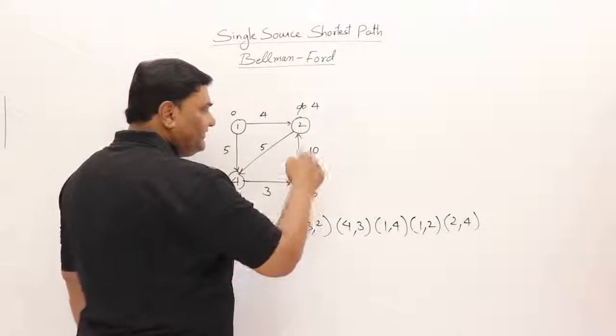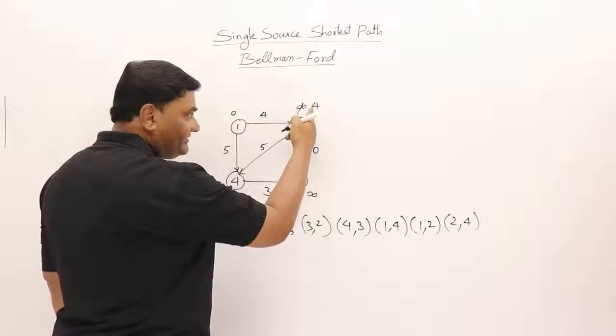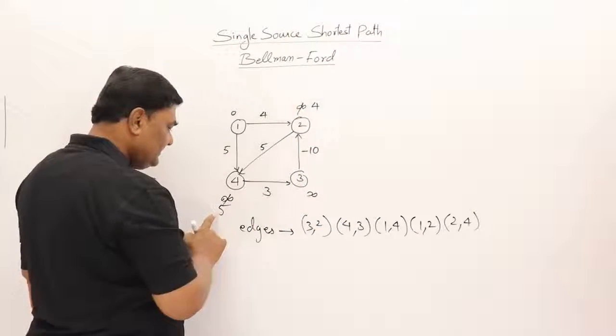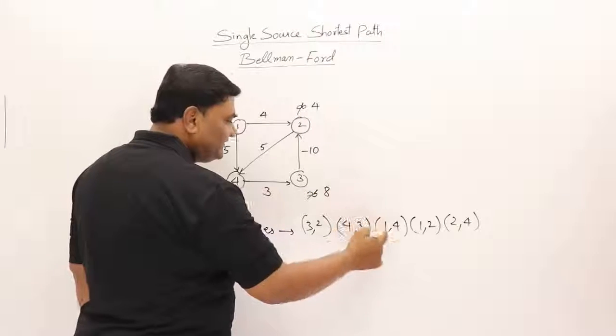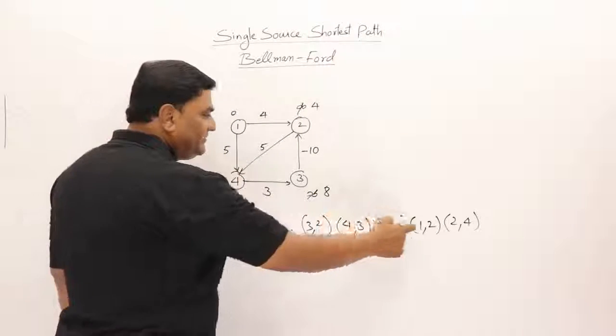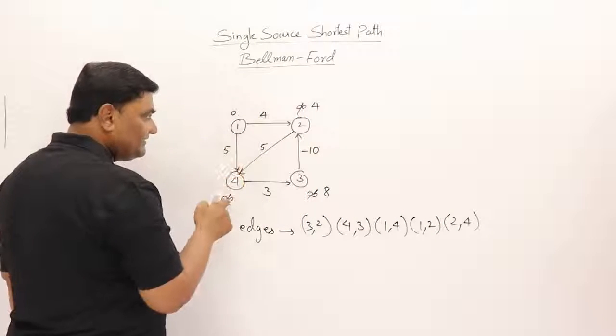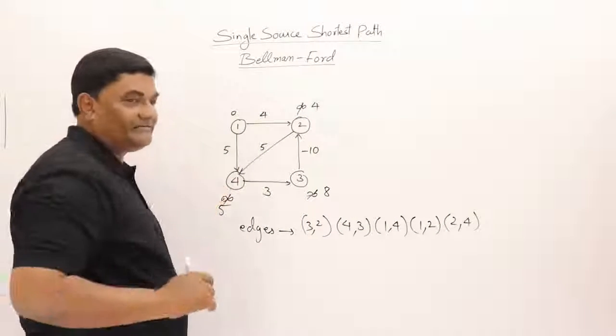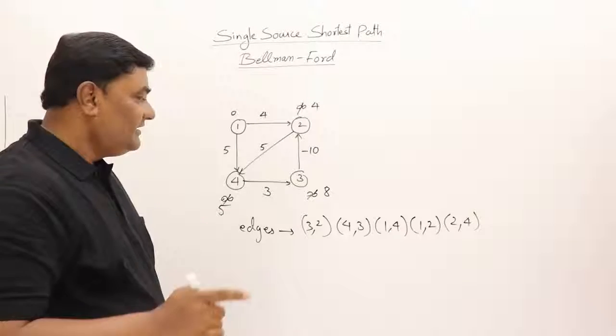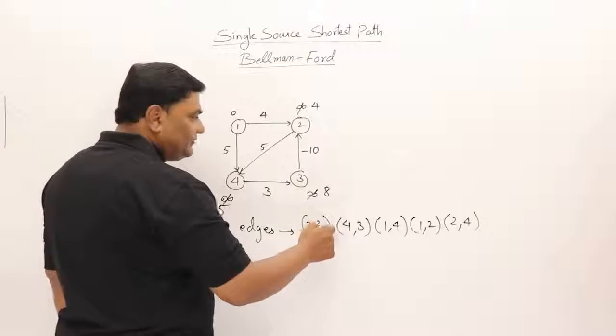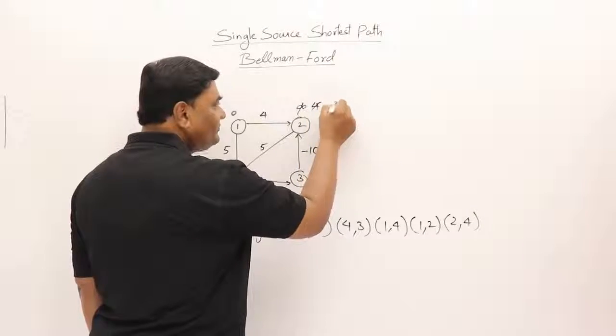Now 3 to 2, infinity minus 10, that is infinity. So 4 is better. 4 to 3, 5 plus 3, this is 8. Then 1 to 4 is the same thing only. 1 to 2 is the same thing only. Then 2 to 4, 4 plus 5 is 9, and this is 5, that is better. 2 times completed. The third time, 3 to 2, 8 minus 10, minus 2.